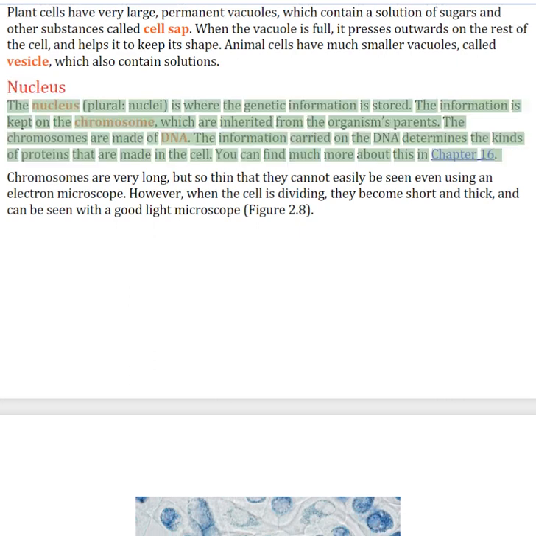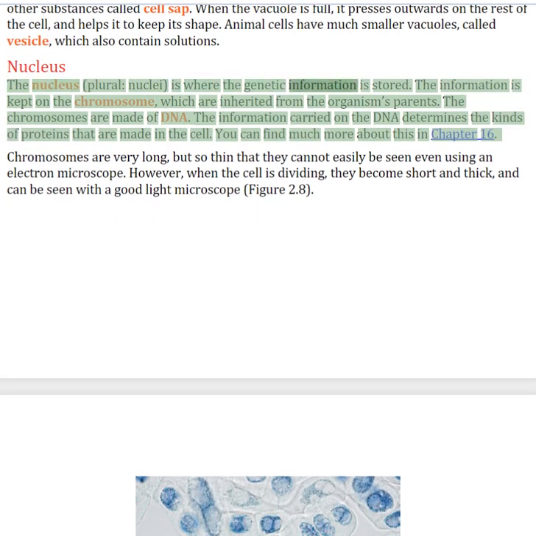Nucleus. The nucleus is where the genetic information is stored. The information is kept on the chromosomes, which are inherited from the organism's parents. The chromosomes are made of DNA. The information carried on the DNA determines the kinds of proteins that are made in the cell. You can find much more about this in Chapter 16.